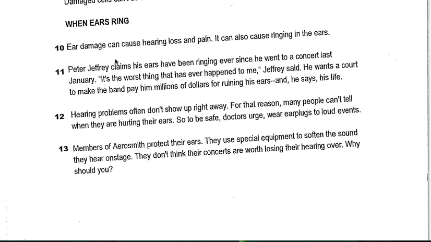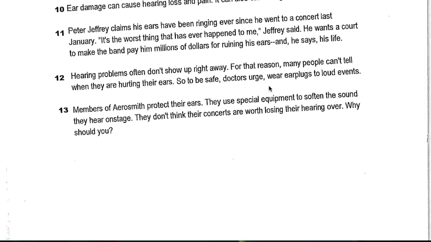Peter Jeffrey claims his ears have been ringing ever since he went to a concert last January. It's the worst thing that has ever happened to me, Jeffrey said. He wants a court to make the band pay him millions of dollars for ruining his ears, and he says his life.